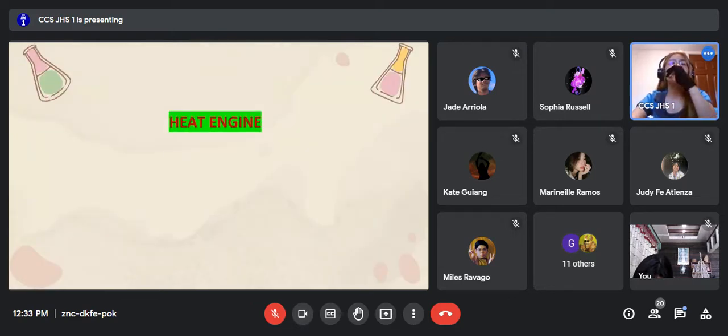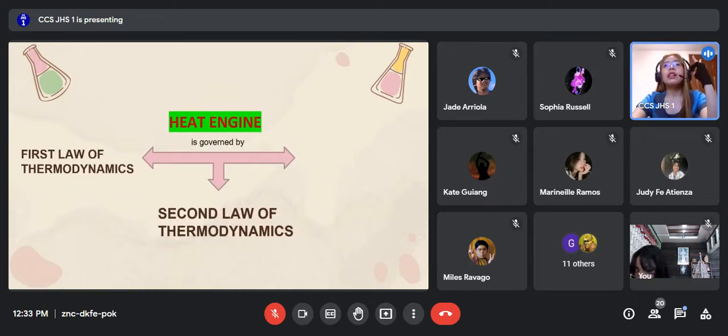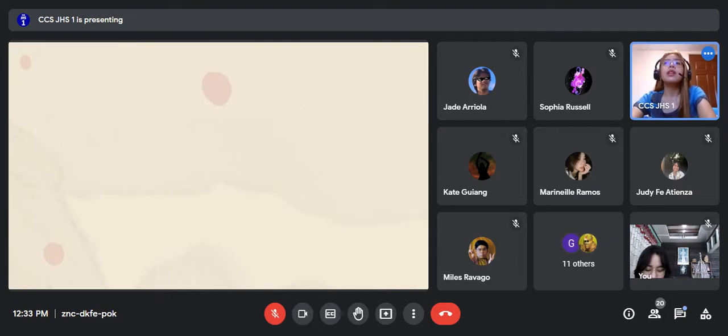A heat engine is governed by three laws: the first law, second, and then third law. Actually, there is a fourth law, which is the zeroth law of thermodynamics, but we will not include that in our lesson. Let's have the first, second, and third law. Let's start off with the first law of thermodynamics. By the way, you need to listen because later on we'll have a short quiz, a 10-item quiz.